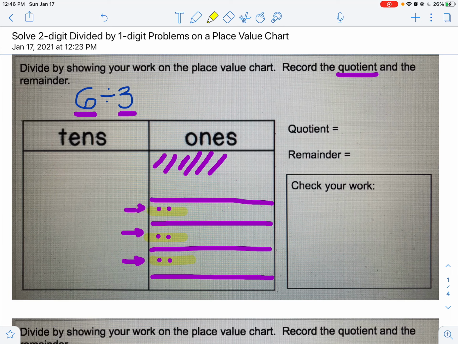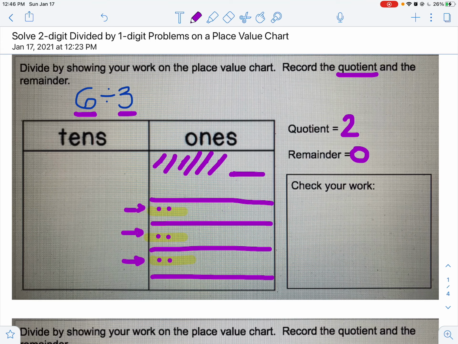And how many dots ended up in each row? Well, we had 2. So our quotient is going to be 2 because 6 divided by 3, as we know, is 2. And in this case, we had no remainder. We're going to look up here for our remainder, and if there are no dots left over that we haven't put into our equal groups, then we have no remainder.